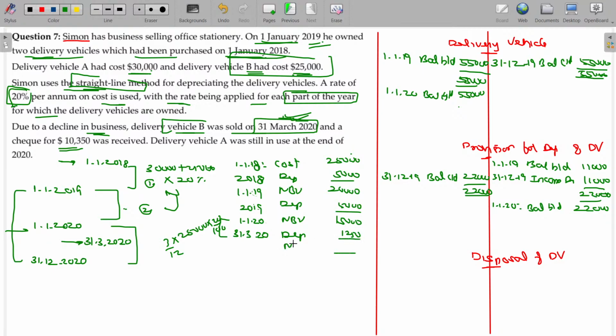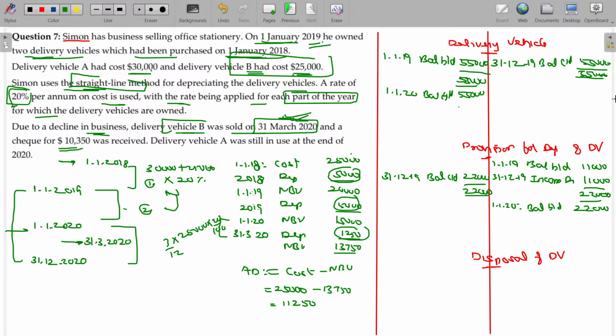The net book value on sale being 13,750. Now, what about the accumulated depreciation on the asset sold? Cost minus net book value on sale. Cost 25,000. Net book value being 13,750. Then the depreciation on the asset sold being 11,250. Or it is nothing but summation of all the 3 years depreciation on the asset sold.